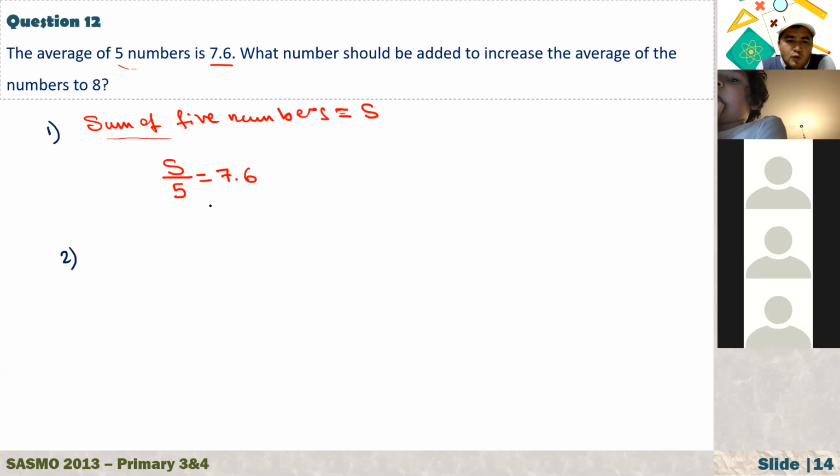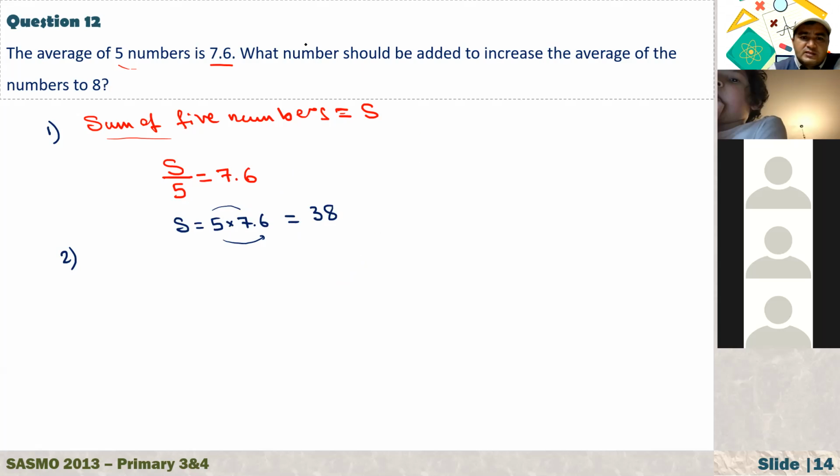Now from here, what is S? I can find S, right? S is equal to, if I take 5 to the right hand side, it will be multiplied. That's equal to 5 times 7.6, which is 5 times 7, 35, plus 5 times 0.6, which is 3. So S is equal to 38.